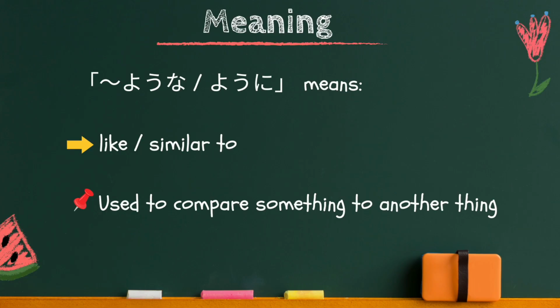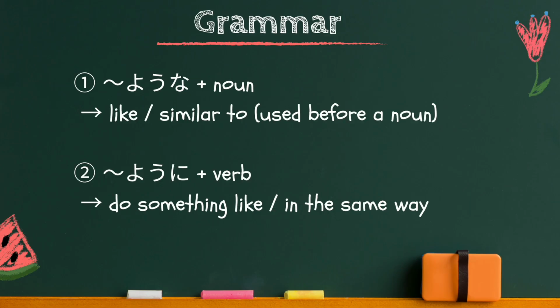ような and ように means like, similar to. It is used to compare something to another thing. Grammar format is this. ような plus noun. This grammar format means like, similar to. It is used before a noun.